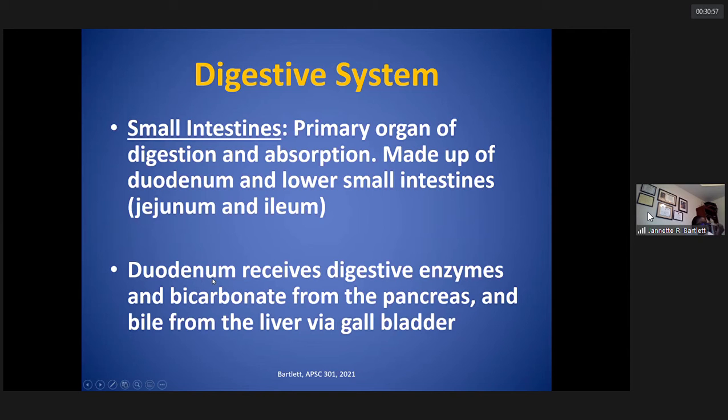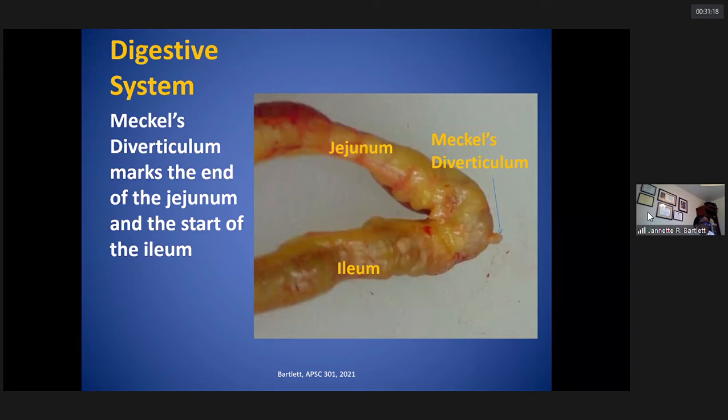So within the duodenum, you have the pancreas, which secretes digestive enzymes and bicarbonate and is located within that duodenal loop. And bile from the liver, which then goes to the gallbladder. We're going to talk about that in a minute. But remember I mentioned Merkel's diverticulum. You already know where the duodenum is because it's a loop, so that's easy to identify. But for some students, that's why I added this picture. How do you know that?